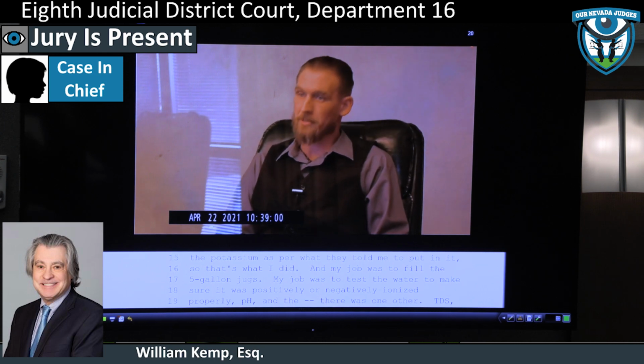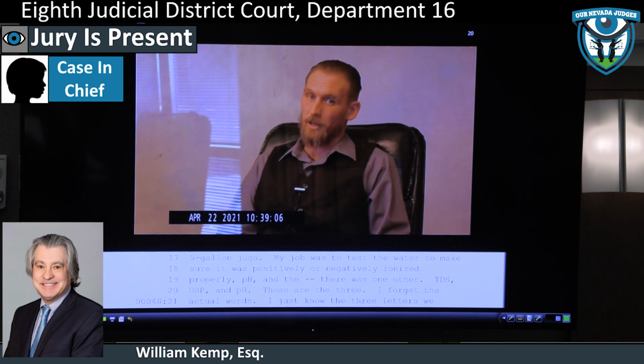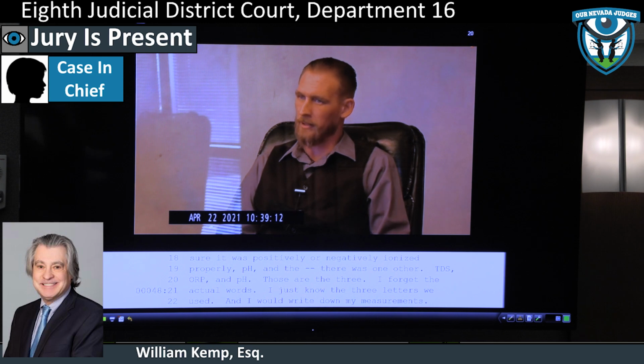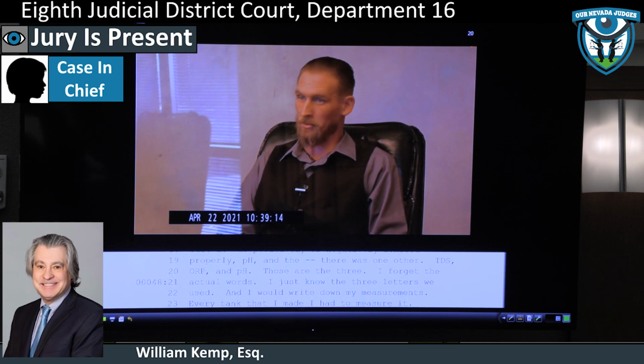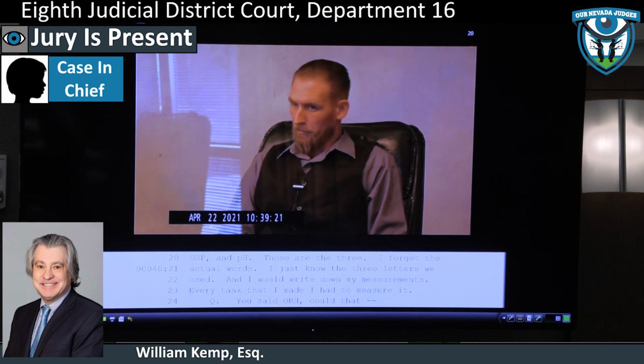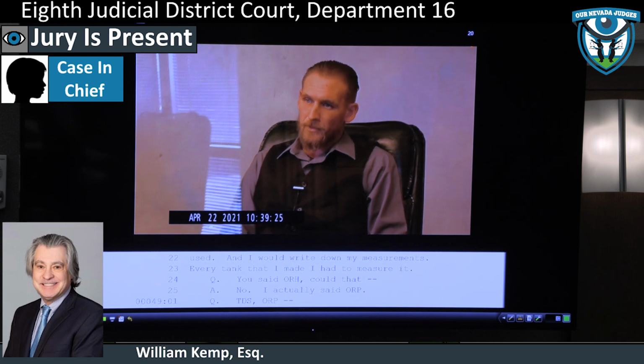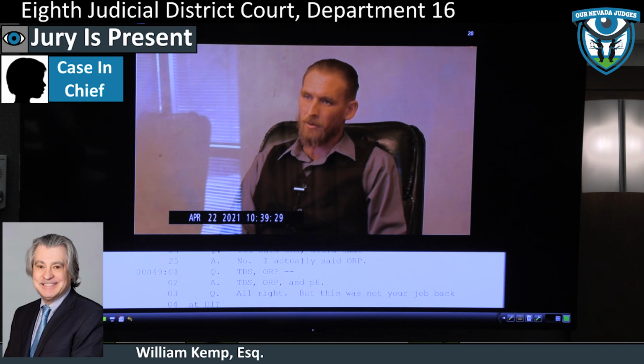My job was to test the water to make sure it was positively or negatively ionized properly, pH, and there was one other, TDS, ORP, and pH. Those are the 3, I forget the actual words, I just know the 3 letters we use. And I would write down my measurements, every tank that I made, I had to measure it. You said ORH, could that have been ORP? I just said ORP, TDS, and pH.